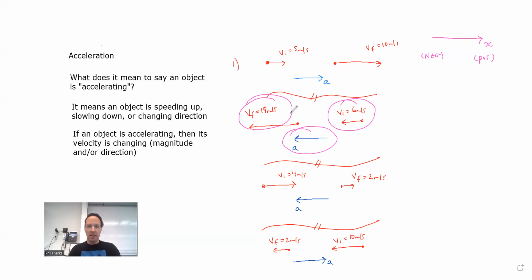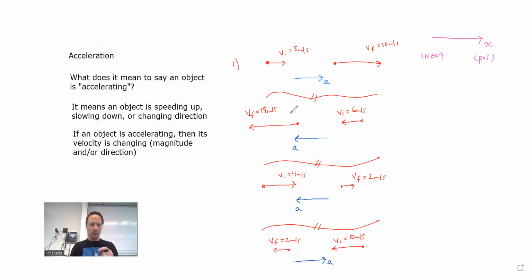So in this second situation that I've circled in pink, the object is accelerating to the left. It has a negative acceleration, but it speeds up. It's now moving faster to the left at 18 meters per second relative to its initial slower velocity to the left of only 6 meters per second. So it's important that you do not associate positive accelerations with speeding up and negative accelerations with slowing down.